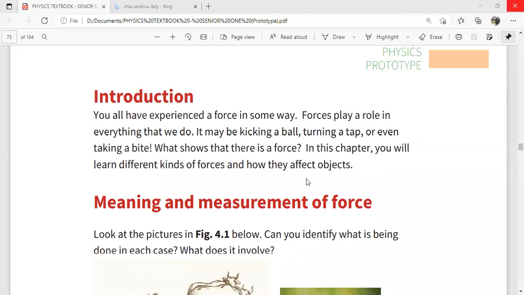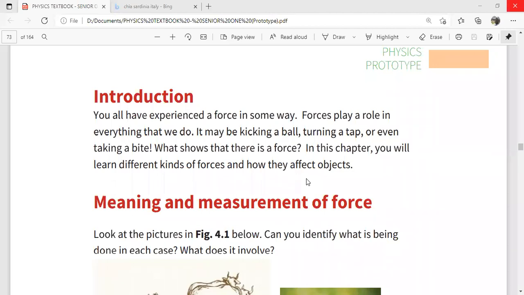You all have experienced a force in some way. Forces play a role in everything that we do. It may be kicking a ball, turning a tap, or even taking a bite. What shows that there is a force? In this chapter, you will learn different kinds of forces and how they affect objects. Is that okay? Yes. Is that okay, girls?